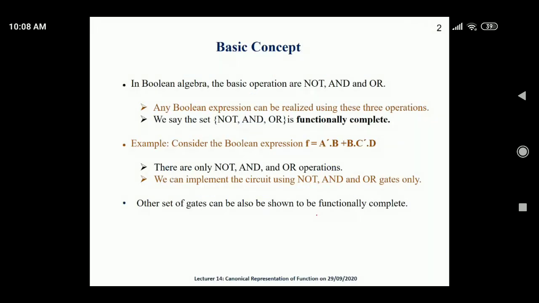See here, the basic concept. For this completeness, we are using some particular operations. Okay, and you know what a Boolean function is, what a Boolean algebraic expression is. When talking about the Boolean algebraic expression, we are using some type of operation. The same thing, when we are designing the circuit, that operation goes to some particular gates. A gate is nothing but an operation in a Boolean expression.